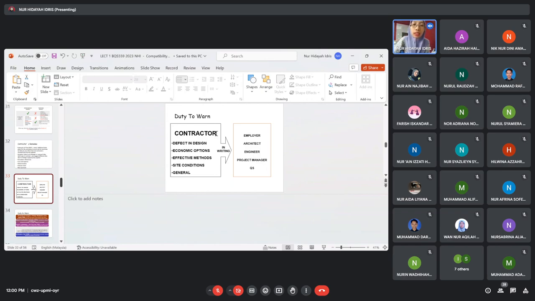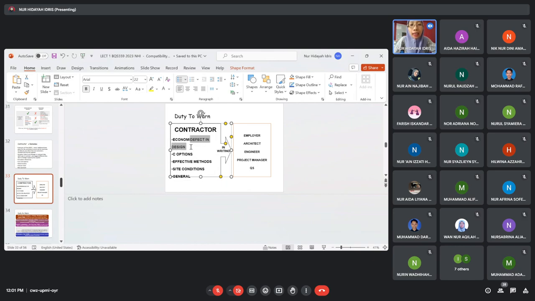So kalau kita cerita pasal contractor, so contractor ini, okay, dia akan deal with defect in design. Kenapa? Sebab bila dia tengah buat construction, along the way tu dia akan notice lah ada defect in design. Tapi design tu dibuat oleh dia ke? Tak, okay. So design akan made kalau dekat traditional contract, design akan made by the architect or engineer or the consultant team lah.